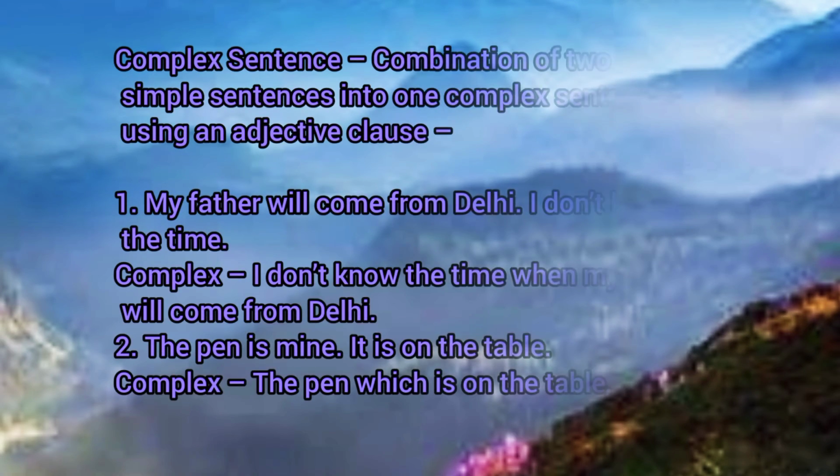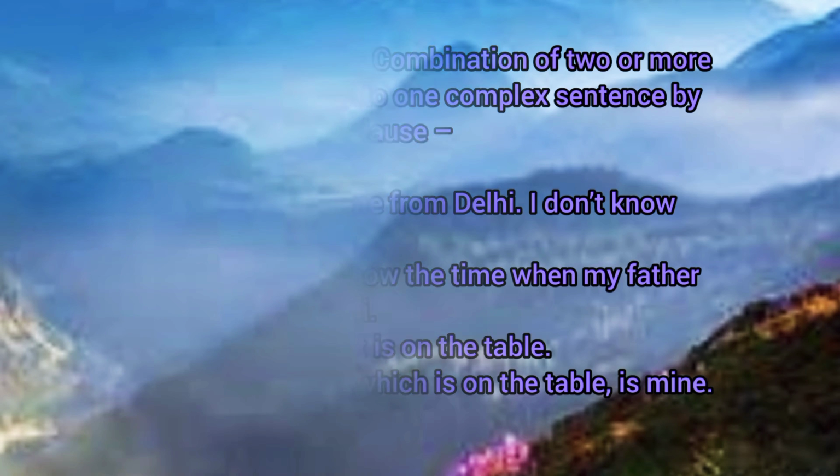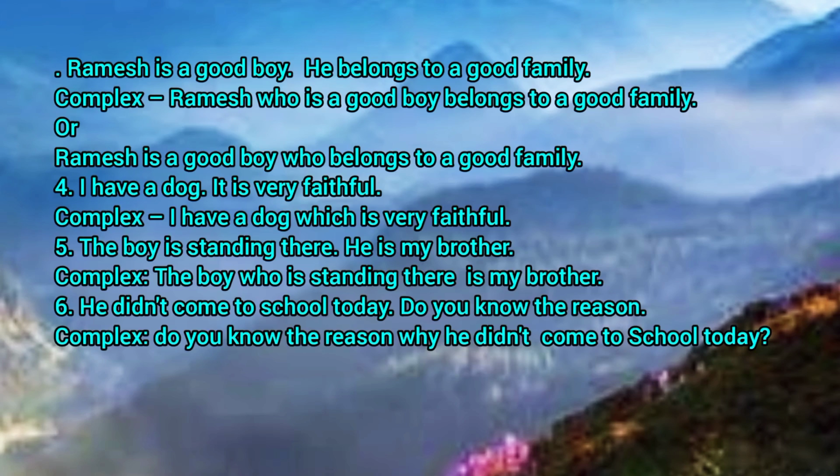See, like: my father will come from Delhi. I don't know the time. These are two sentences here. How to make a complex sentence out of it by using an adjective clause. Yes: I don't know the time when my father will come from Delhi. The pen is mine. It is on the table. The pen which is on the table is mine. Ramesh is a good boy. He belongs to a good family. Ramesh is a good boy who belongs to a good family.